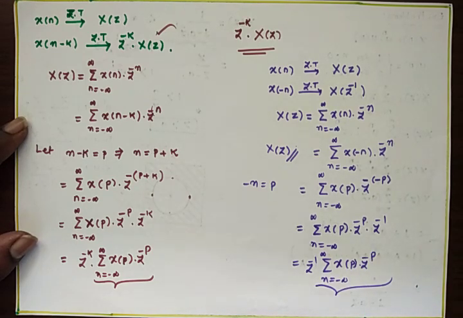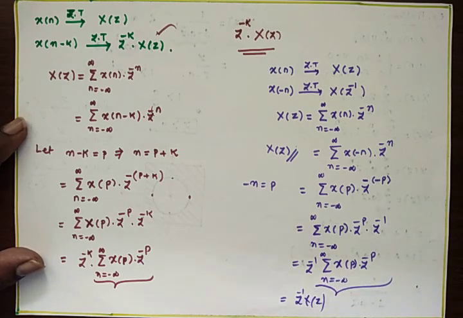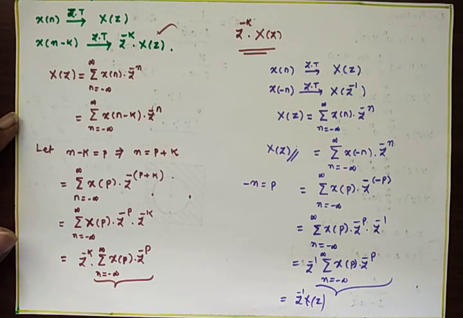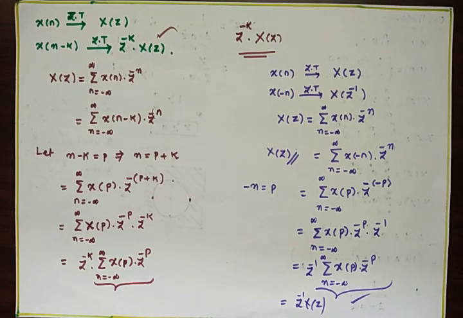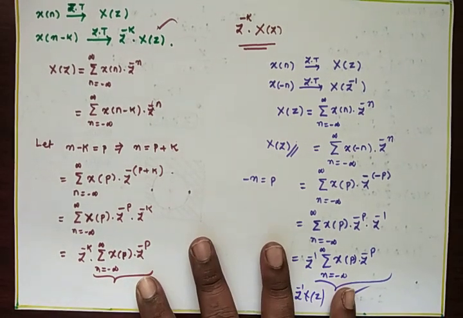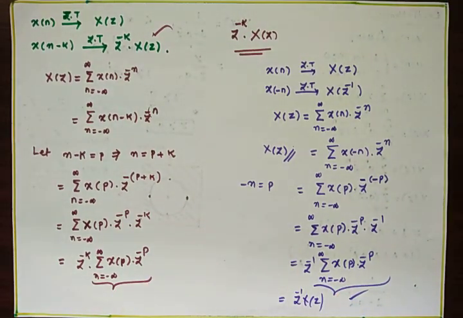It is the standard notation for the z transform, so we can write it as x of z inverse, or simply x of 1 by z. Likewise, we can go with the various properties of the Laplace transform. If you are good at the Fourier transform properties, it is very easy to understand the remaining properties, such as the Laplace transform and the Z transform.